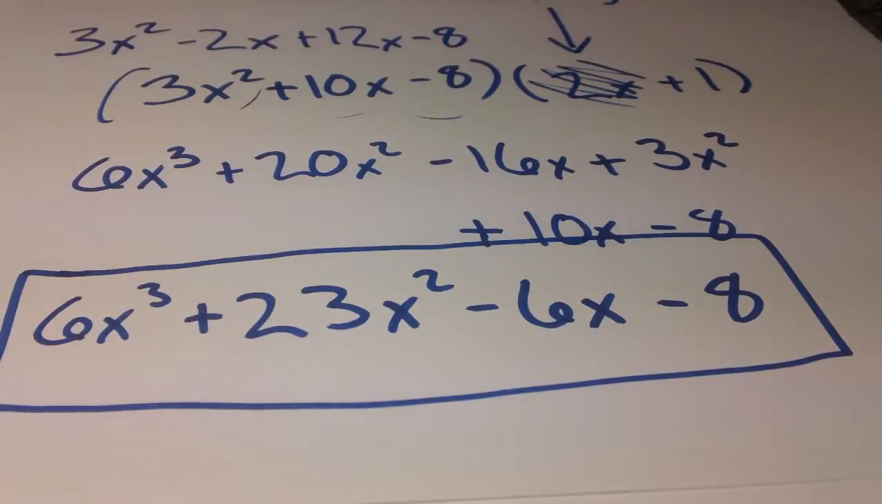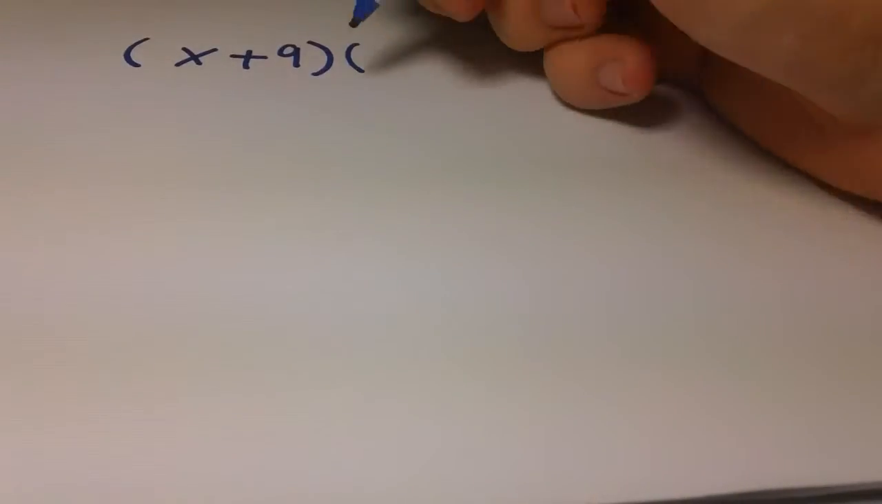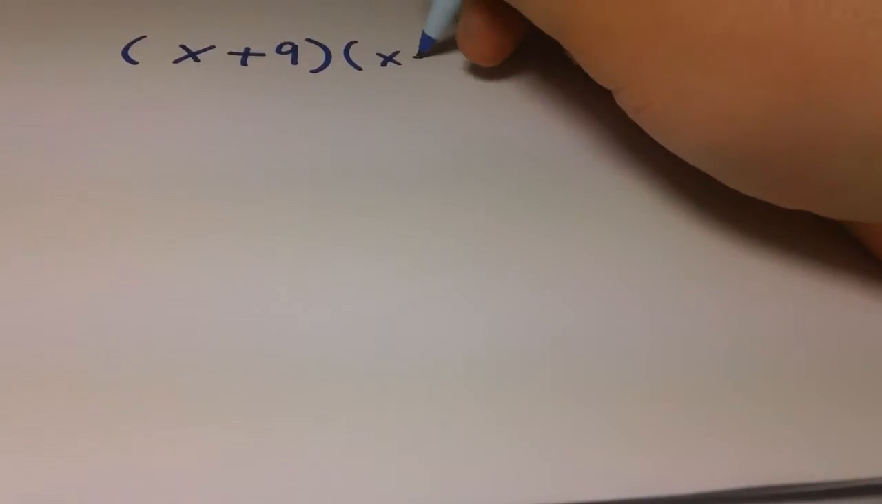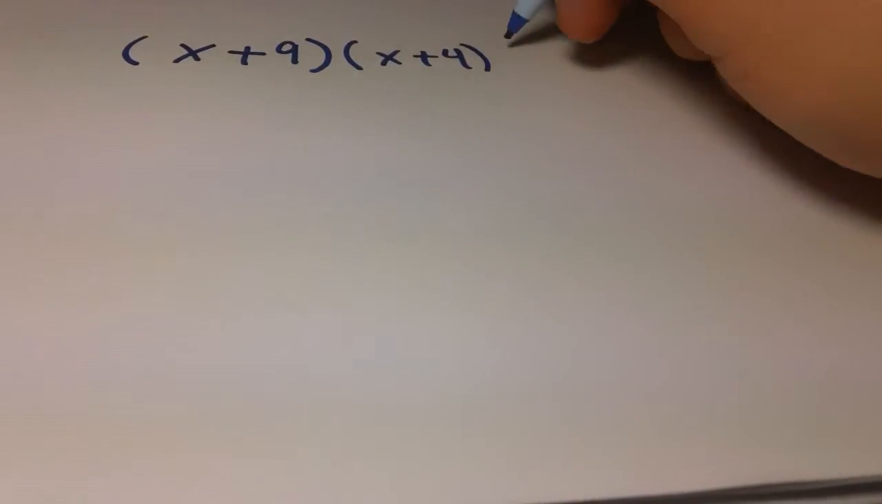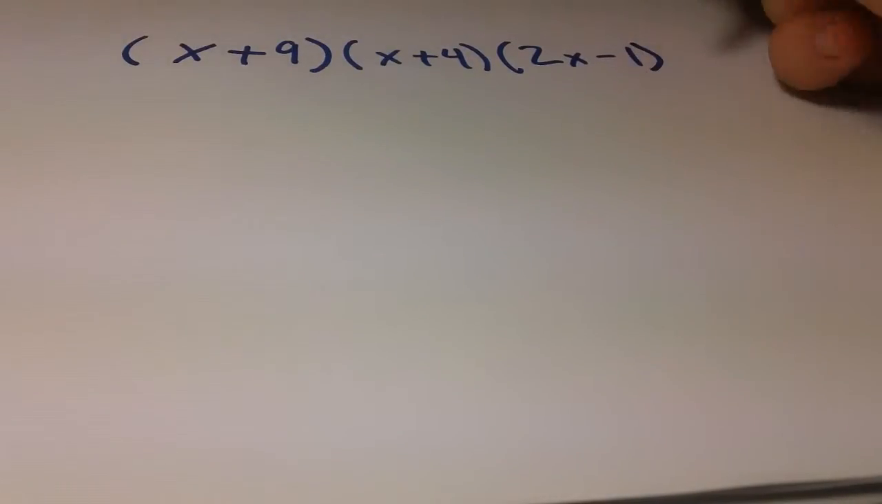So I will do one more quick example just so that we can make sure everybody's on the same page here. It's always good to have more than one example in a video, right? So let's see. I will do x plus 9. Let's get a bigger number there. Why not? Then let's do x plus 4. And then 2x minus 1. This isn't going to be too bad of an example. This will be pretty easy, right?